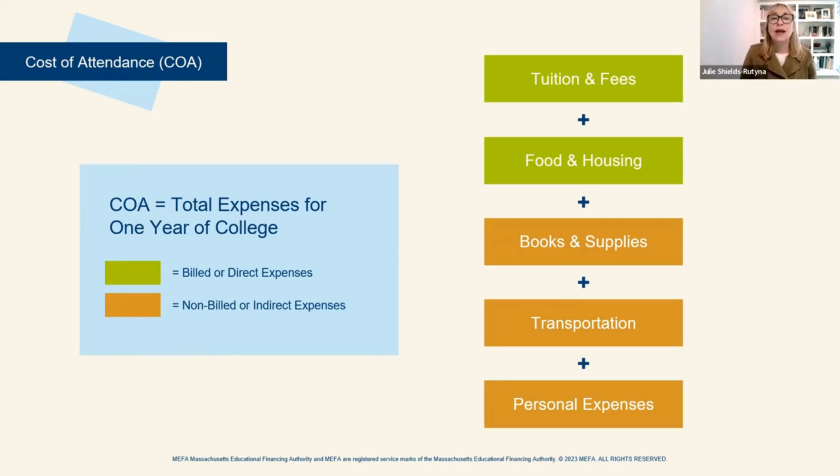And so, as you can see, there are a lot of elements to that cost: tuition and fees, food and housing, if they're on campus, books and supplies, transportation, and personal expenses. So, while some of these expenses will be billed to you as a family, some may not, but they are definitely expenses that the student will have during the academic year. So, it's important to note that the cost of attendance is all of that.